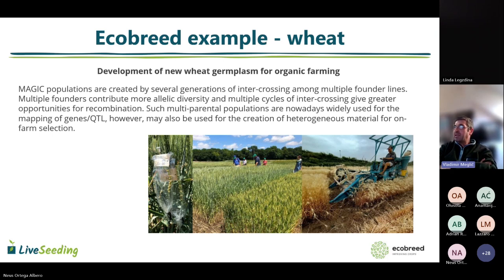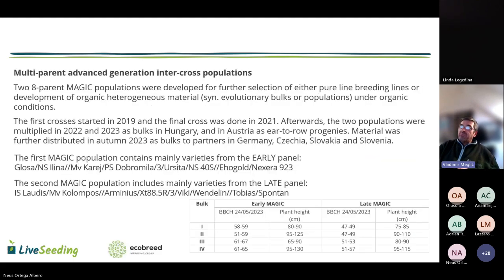So this is also one thing that we were really keen on, to offer our populations to the farmers to make a further selection for their own farm environment. Next slide, please. So we have also approached and made another set of crosses. We have produced 2 8-parent magic populations that were developed for further selection of either pure line breeding lines or development of organic heterogeneous material under the organic conditions.